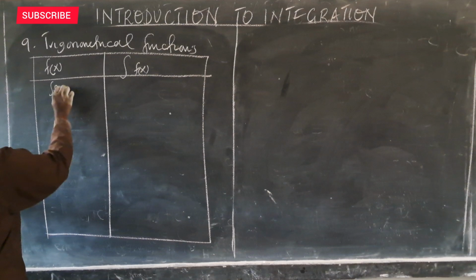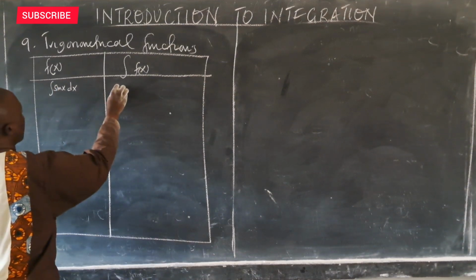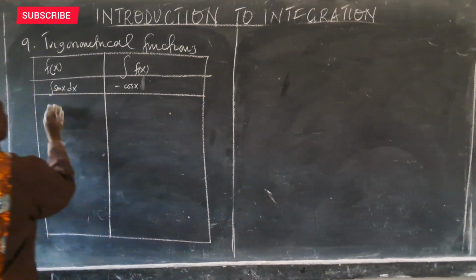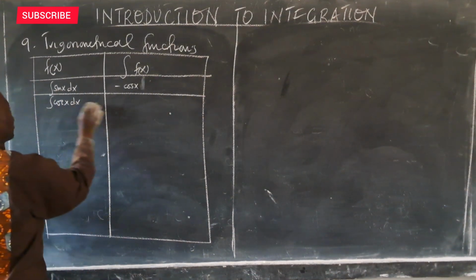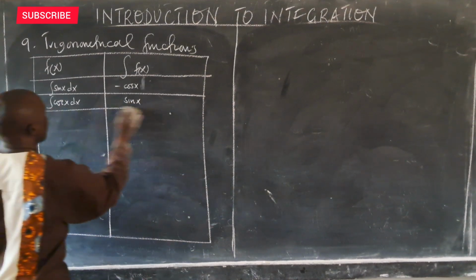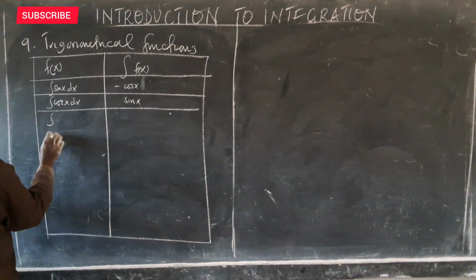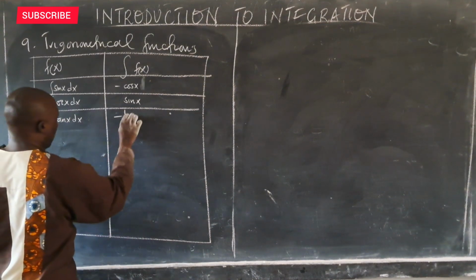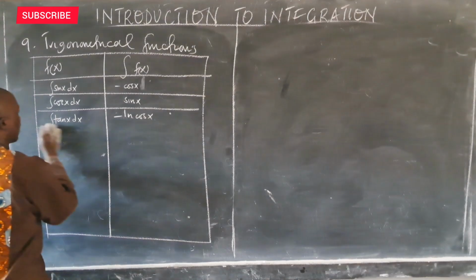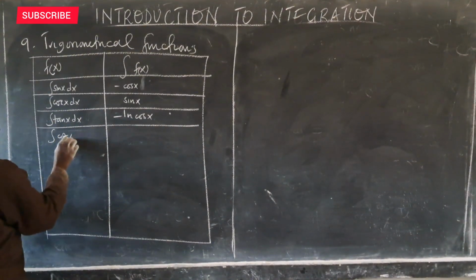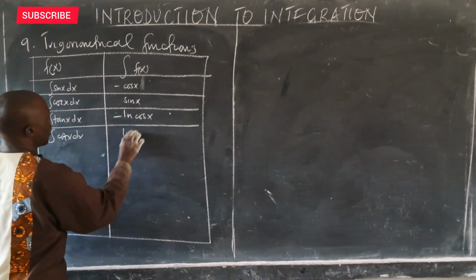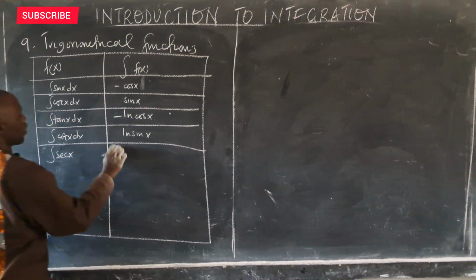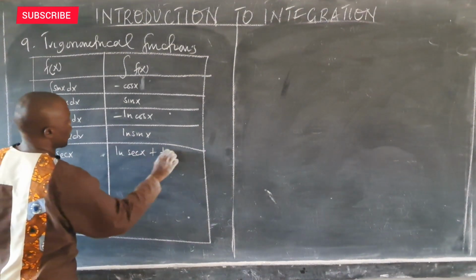If I integrate sin x, we get negative cos x plus a constant, of course. If I integrate cos x, I get sin x. We shall see how they come about shortly. If I integrate tan x, I'm getting negative ln cos x. If we integrate cot x, we are going to prove that, we shall get ln sin x. If we integrate sec x, we shall get ln sec x plus tan x.